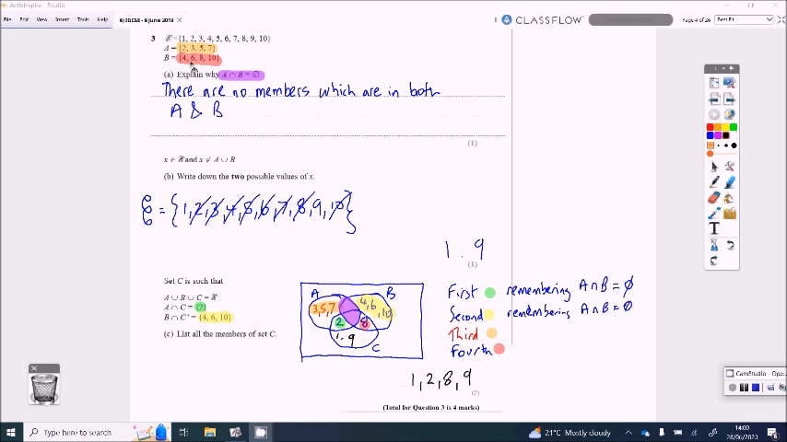my B is 4, 6, 8 and 10. Nothing's here. 4, 6 and 10 are here. So my 8 has to be here. And then that just leaves me with the numbers 1 and 9.